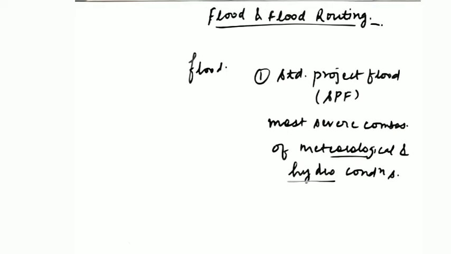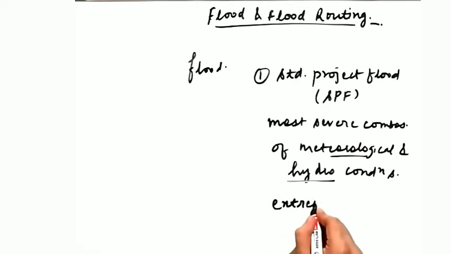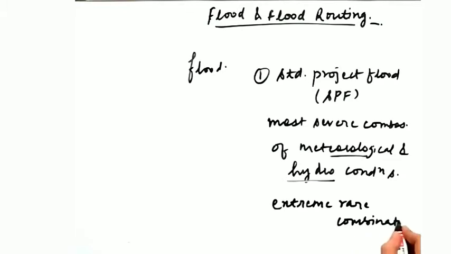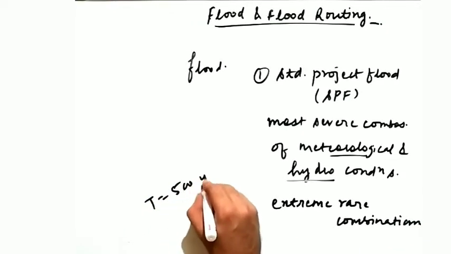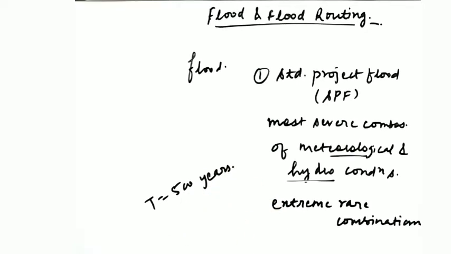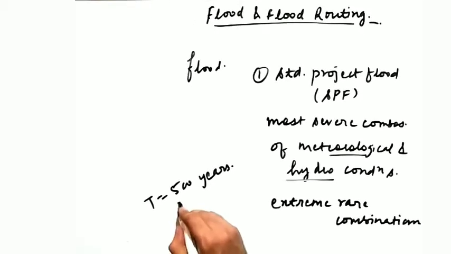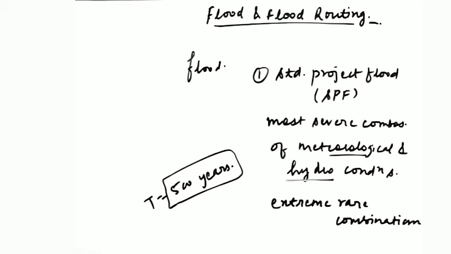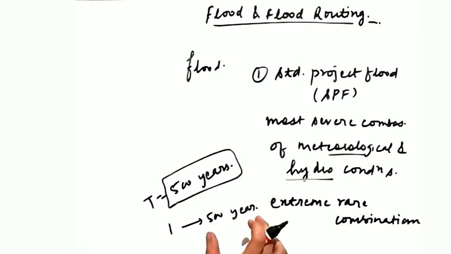Just remember that we do not take into account the extreme rare combinations in this case. The rare combinations mean, suppose a flood has a return period of 500 years. Let me tell you what return period means. A return period of 500 years means that this particular flood has a chance of occurrence of only once in 500 years. It can occur in any particular year among these 500 years. So this is called the return period.